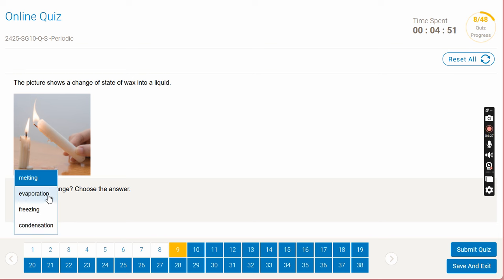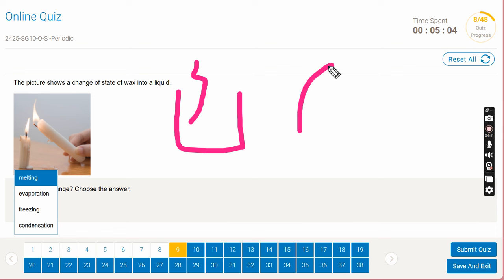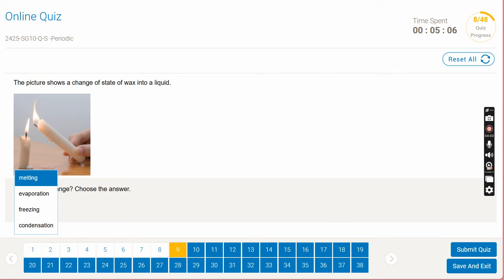Keep in mind, revise these processes. Evaporation is when water evaporates. There is a pot and the water evaporates. It goes from liquid to gas. And freezing, think of it when you're putting ice in the fridge. So it's liquid and then you're making it into ice. So what is that? That's freezing. It's becoming solid. From liquid to solid, that's freezing.